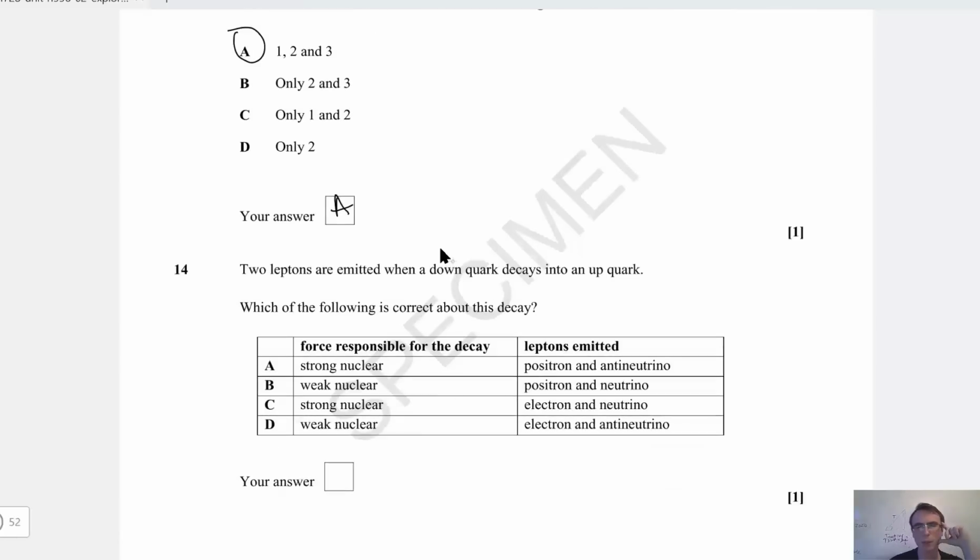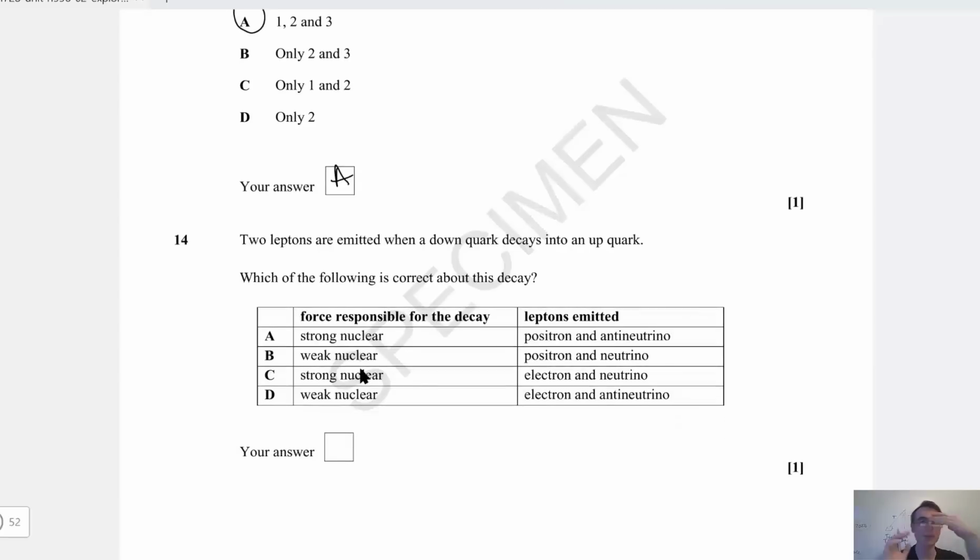Okay, question 14. Two leptons are emitted when a down quark decays into an up quark. So which of the following is correct? In terms of the force that's responsible, anytime we have a flavor change of a quark, we need to be dealing with the weak nuclear force.